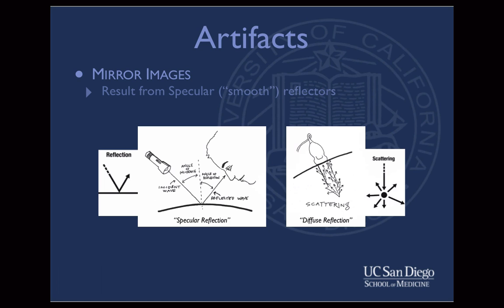Recall from earlier in the lecture the difference between reflection and scattering. The term reflection refers to a wave being bounced off a smooth or specular surface. Scattering refers to the wave encountering a rough surface, causing waves to reflect in various directions.